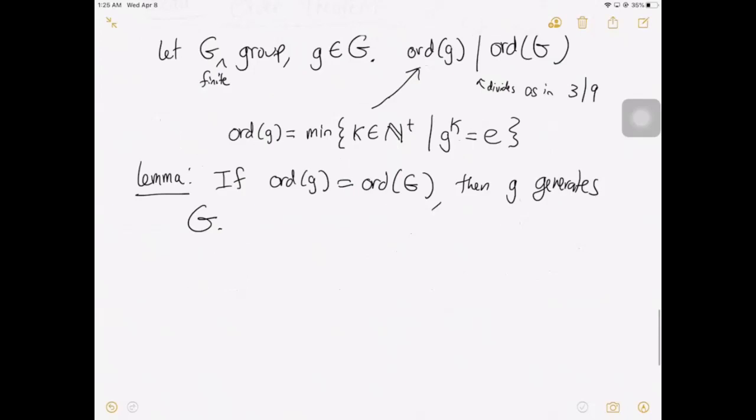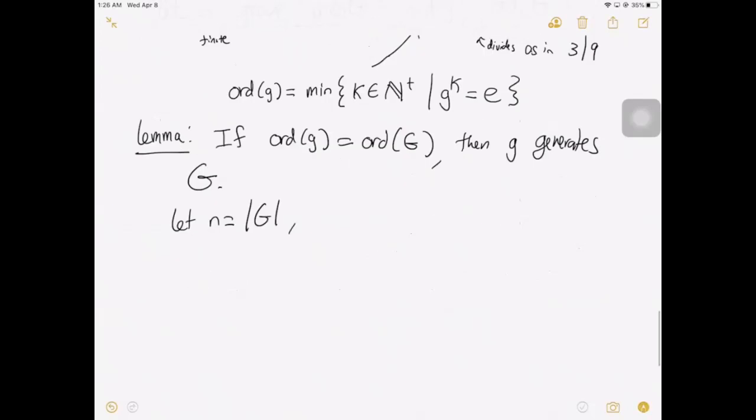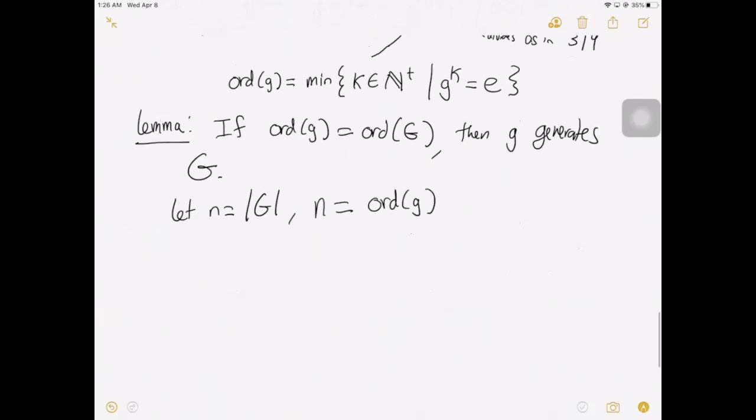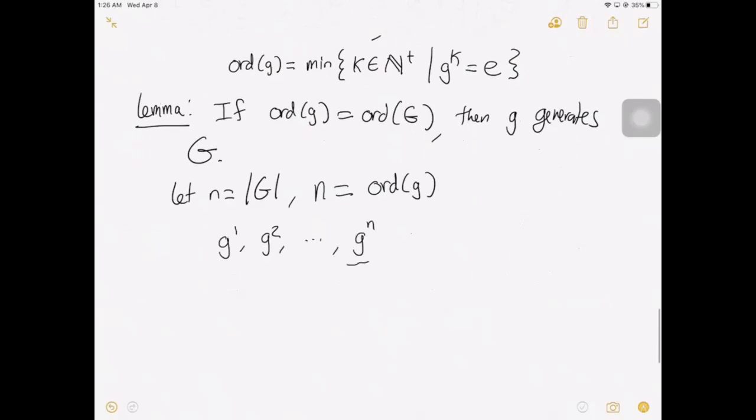So why is this true? Let n equal the order of big G, and let n also equal the order of little g. This means if I look at the elements g1, g2, all the way up to g to the n, this is the first element that was ever the identity. So what I want to claim is that these are n distinct elements of the group big G.